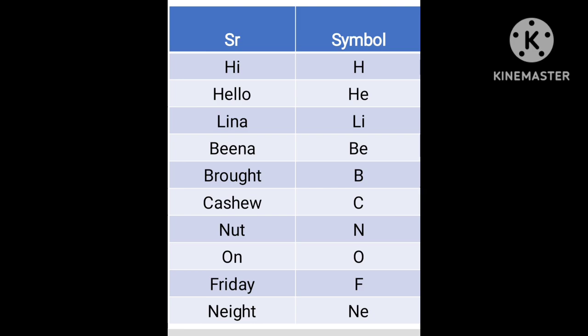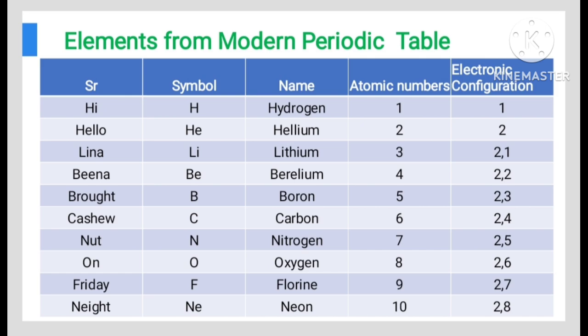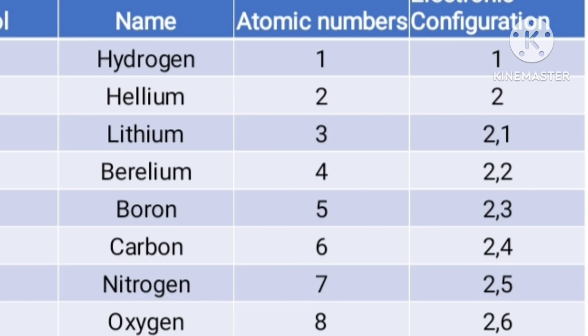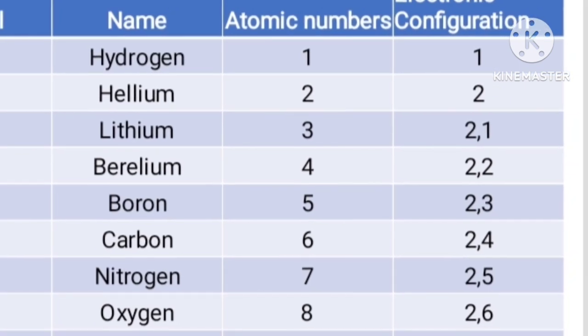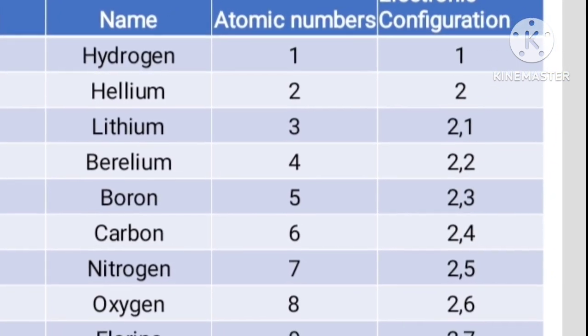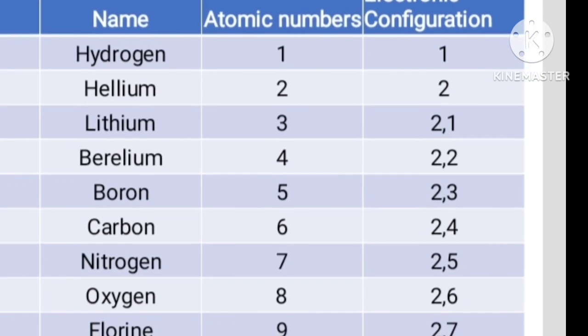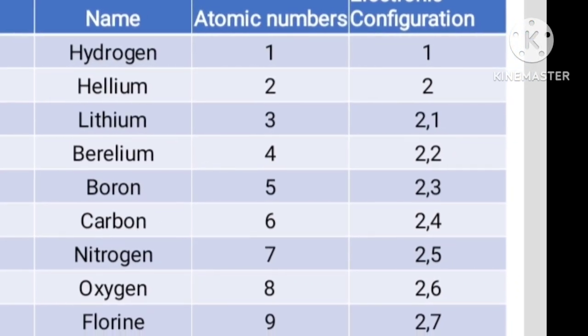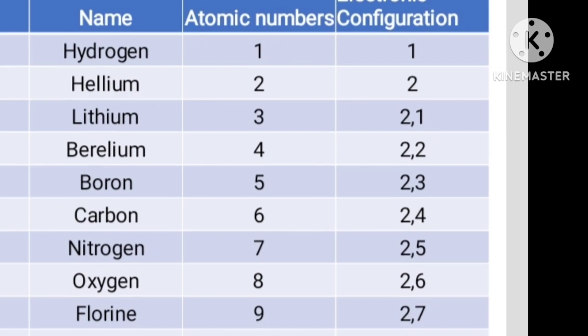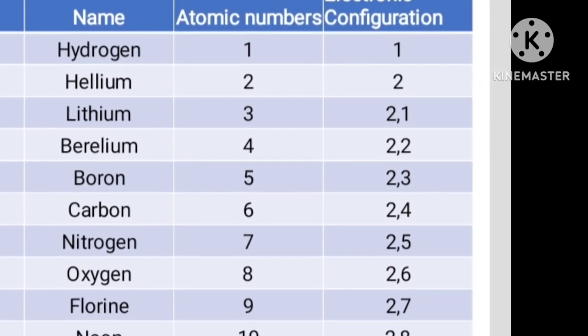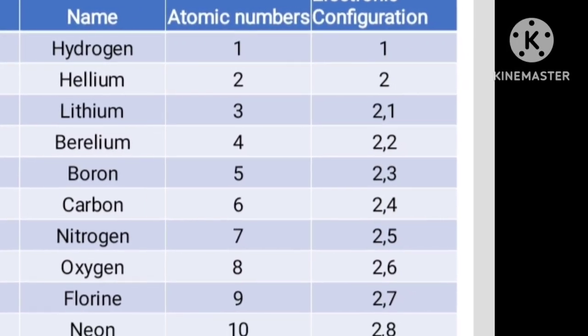If you learn it by heart, you can see the symbols which are given simultaneously on the screen, which will directly tell you exactly which element I am talking about. Observe this table carefully. Here in the third column you can see the names of elements from the modern periodic table. If you number these elements from 1 to 10, you will get the atomic number. And if you put them accordingly, you can write the electronic configuration carefully.